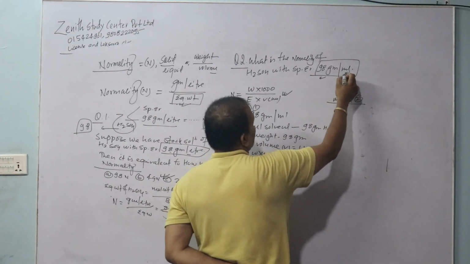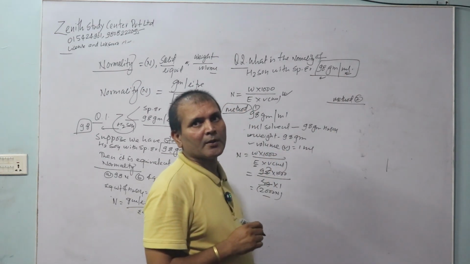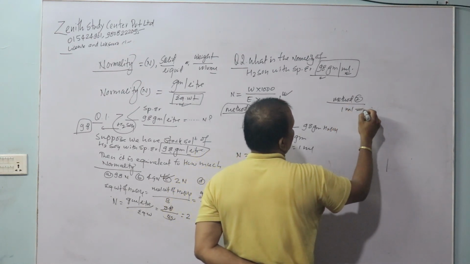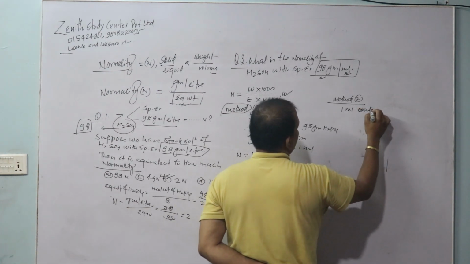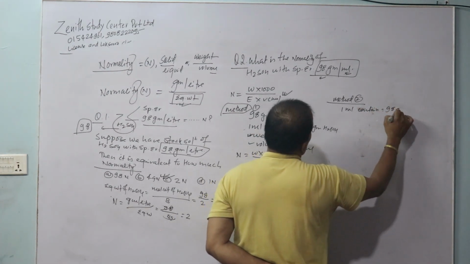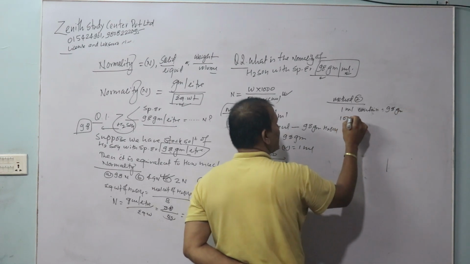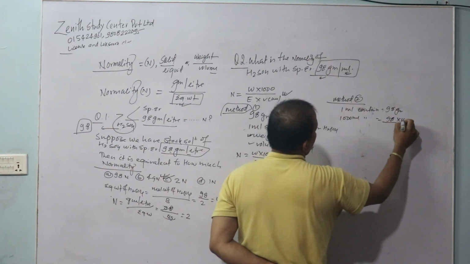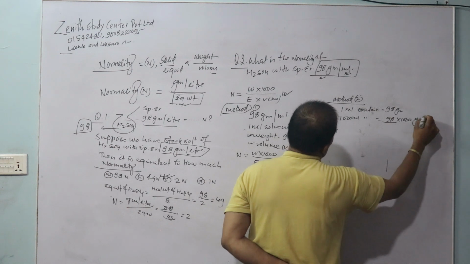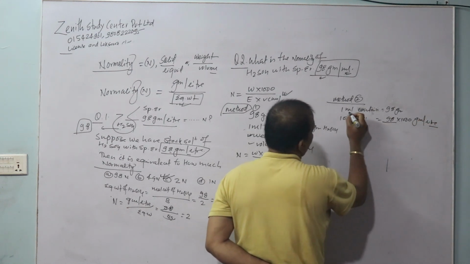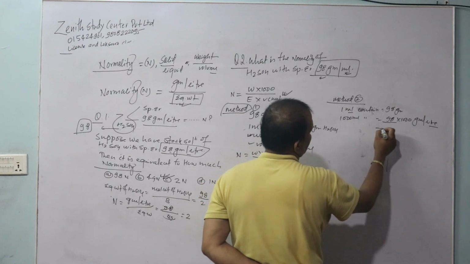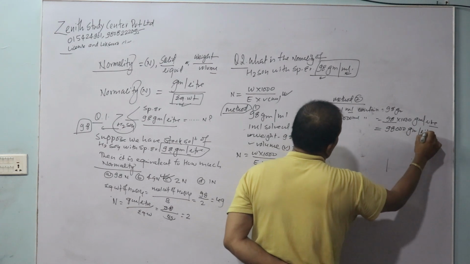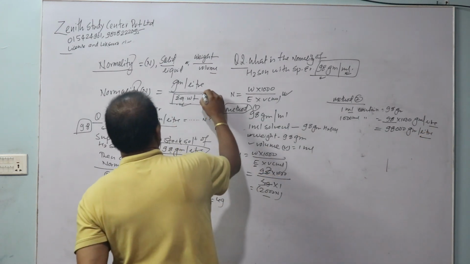You can convert the gram per ml to gram per liter. So how? 1 ml contains 98 gram, so 1000 ml contains 98 into 1000. This is gram per liter because we convert ml to 1000. So 98000 gram per liter. Now you can use the formula.